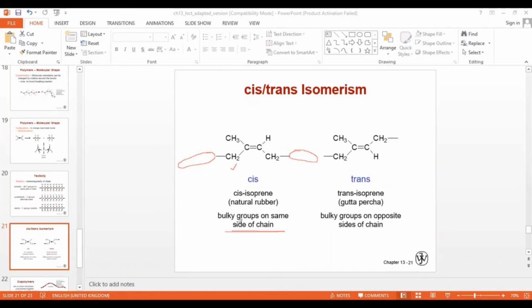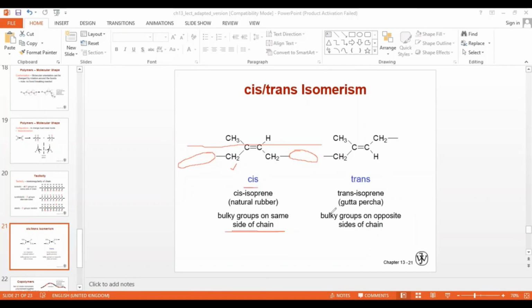Now we come to the definition. Bulky groups on the same side of the chain. I told you, this is the chain. Bulky groups mean big groups. So big groups are on the same side of the chain, and small groups are on the other side of the chain. This is known as cis isomerism. So here, cis isoprene is natural rubber.